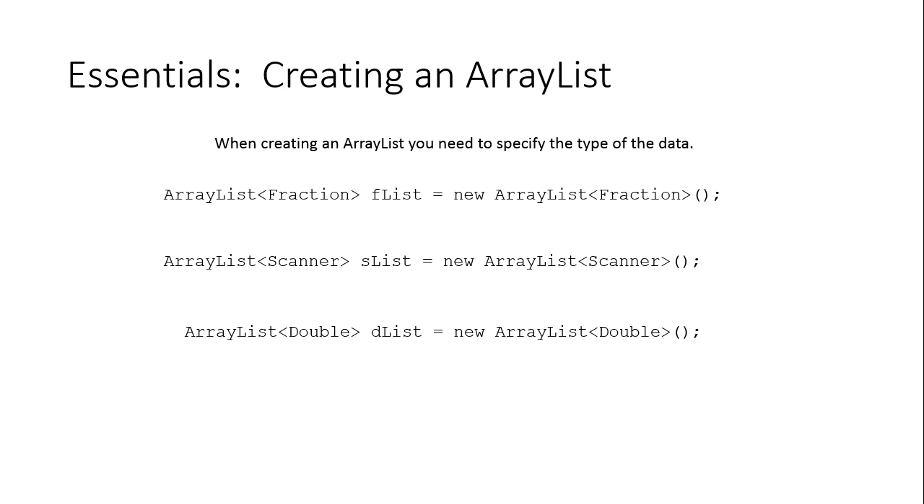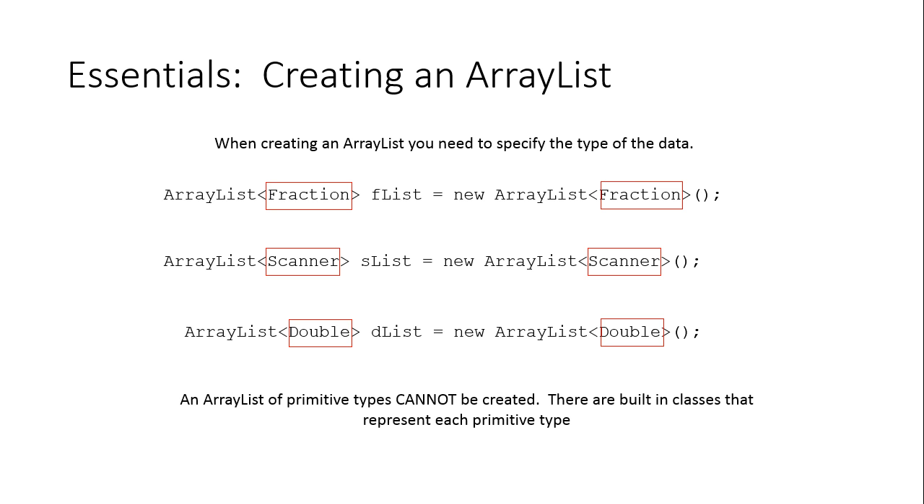So these are some examples of how we would declare and initialize an array list. When we initialize an array list, nothing's in it. The first one is an array list of Fraction objects. The second one is an array list of Scanner objects. And the third one is an array list of Double objects. Notice Double with a capital D. So we have a primitive type called double. But in order to make an array list of type Doubles, they have to be reference variables. And again, I've repeated that down below.